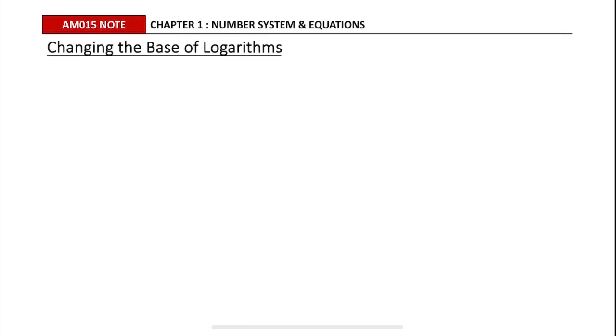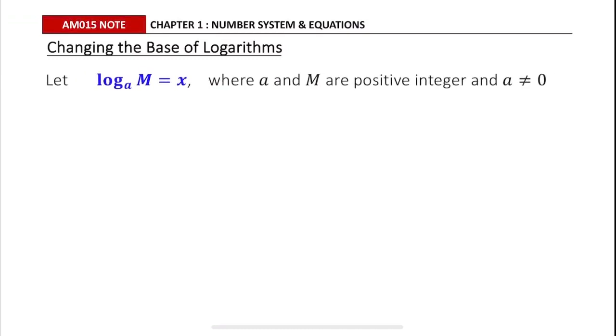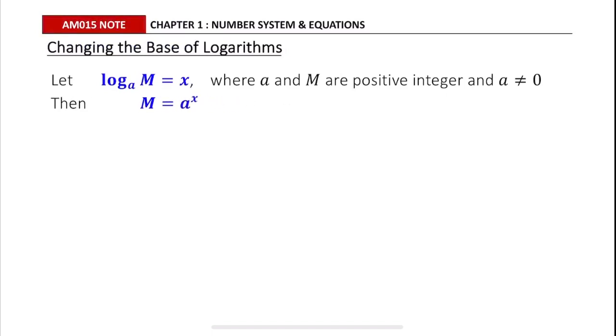It is important to know how to change the base of logarithms because we will apply this when simplifying or solving equations involving logarithms. Now we will learn how to get the formula first. So, let's say we have log base a of m equals x, where a and m are positive integers and a is not equal to 0. Then this log form can be changed to index form: m equals a to the power of x.